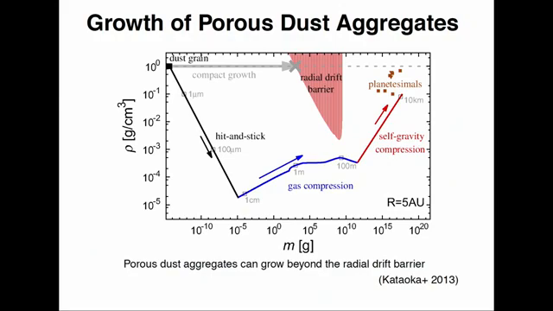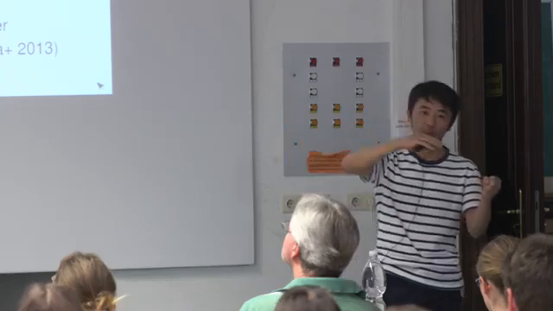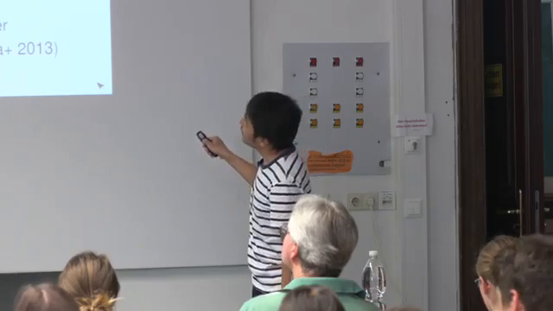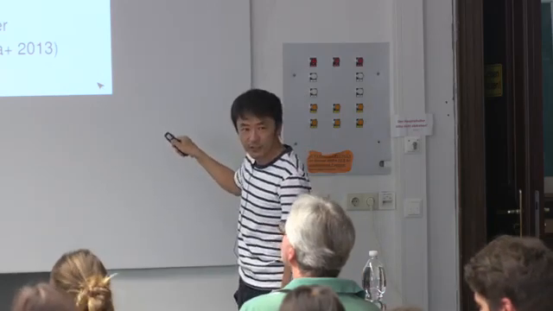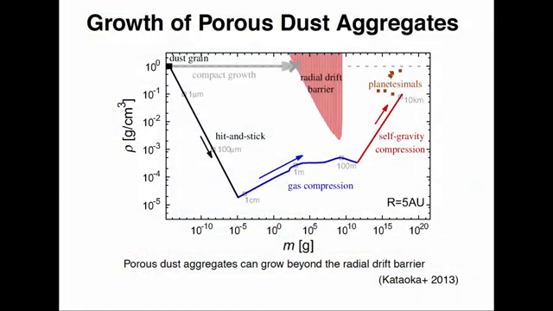But then this gas compression, the compression by ram pressure, and also self-gravity forms, and so they found the path avoiding the radial drift barrier. So along this line, the dust aggregates can grow, avoiding falling down onto the central star. And also, we studied this stage in detail, the dynamics of dust aggregates.